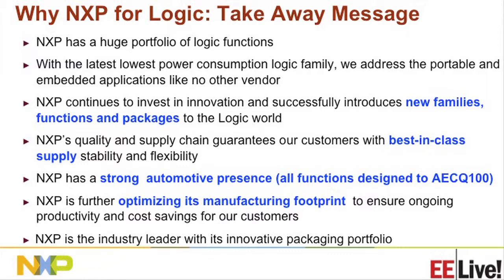By design, all these families and packages are automotive qualified, most of them up to 125 degrees Celsius. We are optimizing our manufacturing footprint by doing an in-house dual sourcing or sometimes multi-sourcing, both for die and packaging. So we have multiple facilities for dies and packages to ensure a risk-free supply chain. And as I mentioned, we are the leaders to come up with this diamond package, which is the smallest in the industry today.